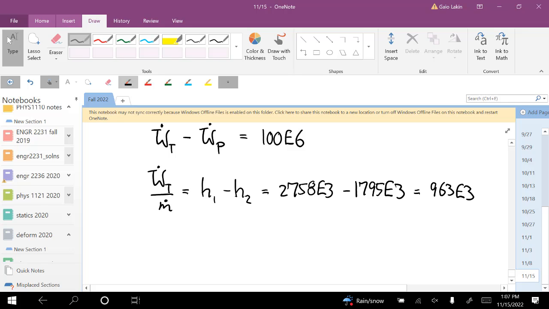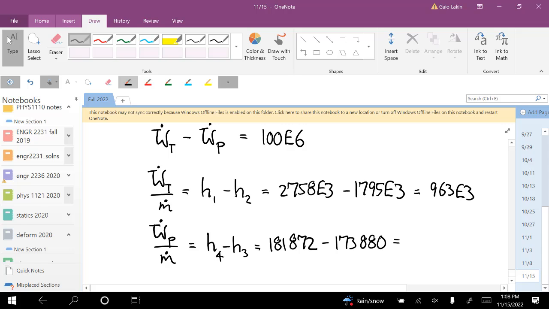Right now I'm just using the equations that were in my summary at the beginning of class today. The work rate required by the pump divided by m dot is equal to H4 minus H3. And that's 181,872 minus 173,880. Again, we're just plugging in stuff we'd already figured out, and so that's 7.99 times 10 to the third.